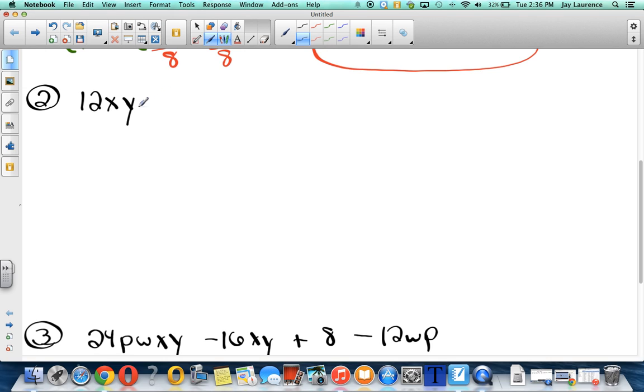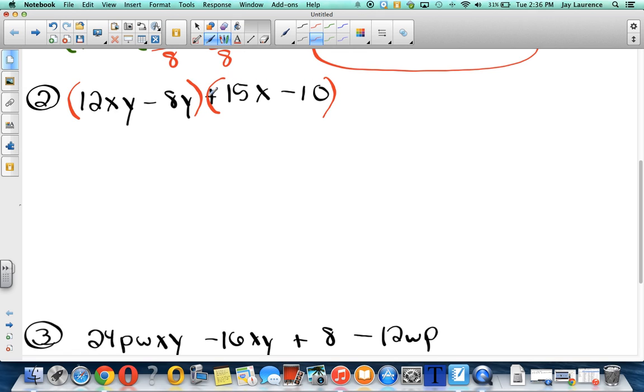12xy minus 8y plus 15x minus 10. Yeah, that's going to work out a little bit better. Okay, so remember that when I go to group, I have to make sure there's a common factor. I like the 12xy and the 8y, so I'm going to group those two together. And I like the 15x and the 10 together, so I'm going to group those.